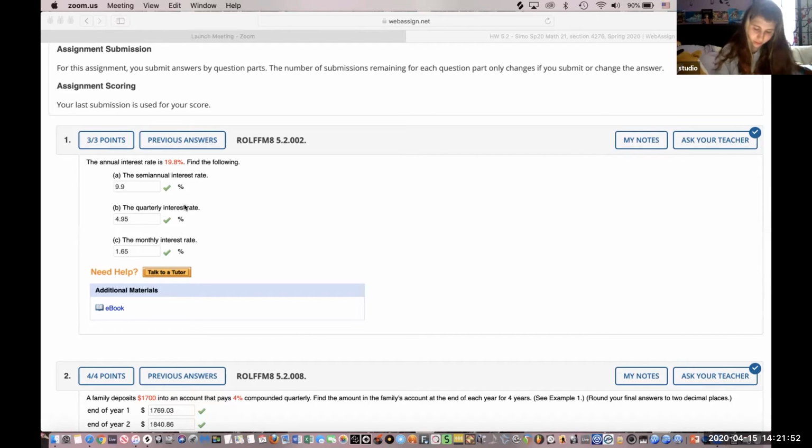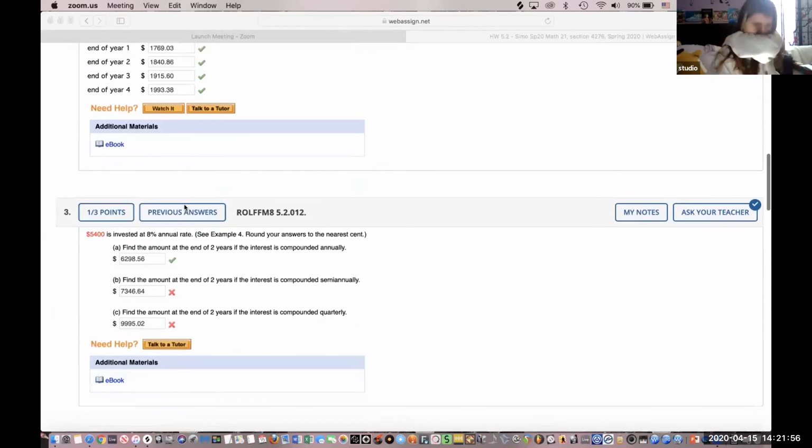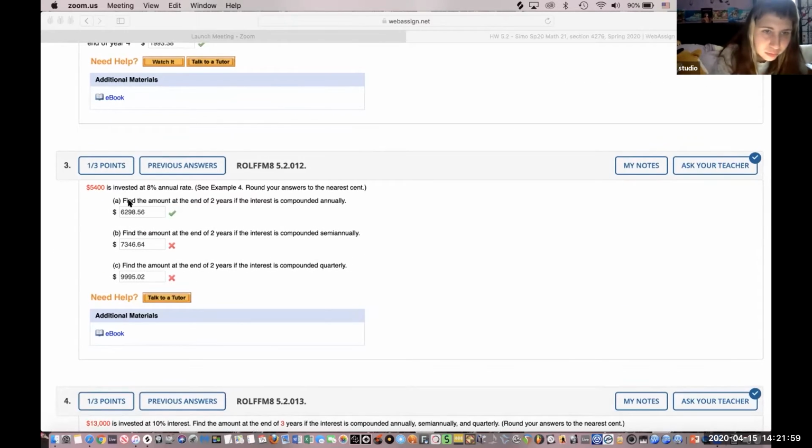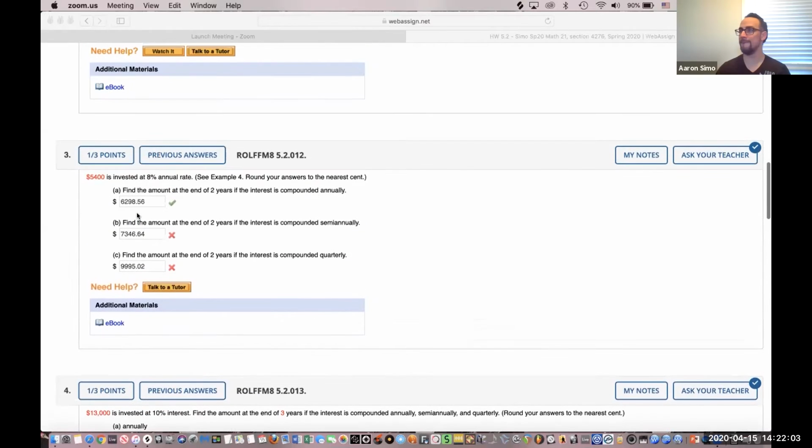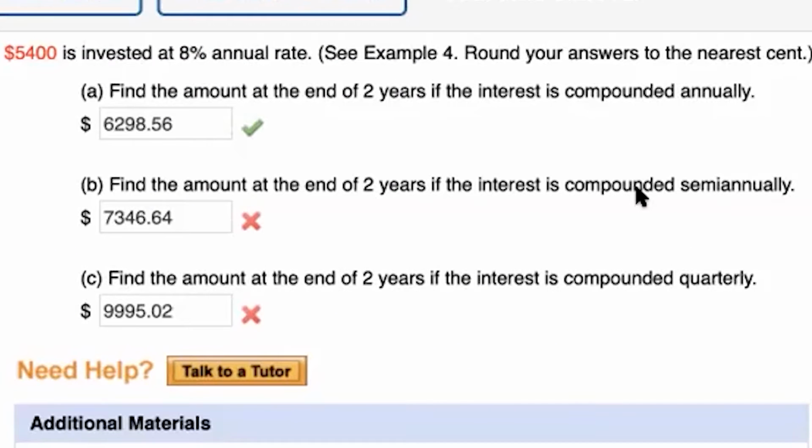Another issue I keep running into is that I'm getting the first one right, but the other is wrong. Beginning with these two, for number 3, for B, I got 7,346 and then .64. That's what I got for those.